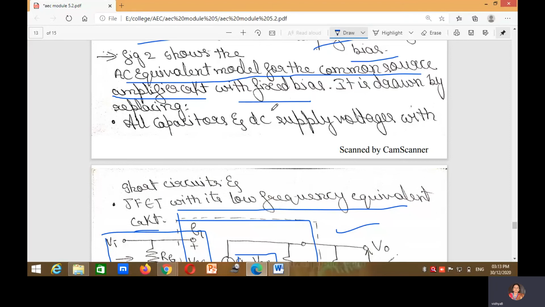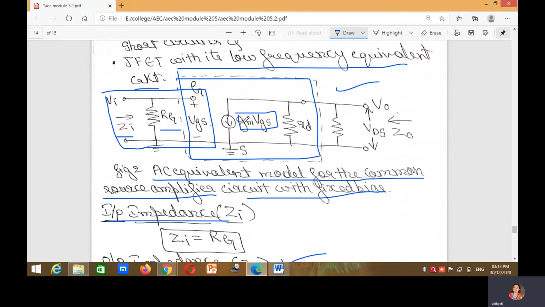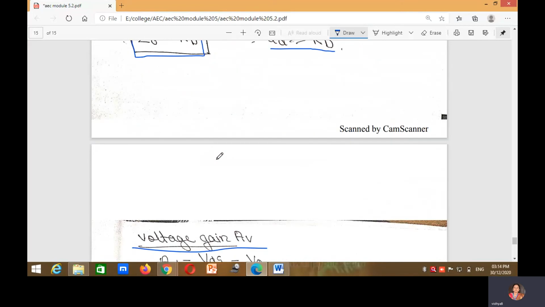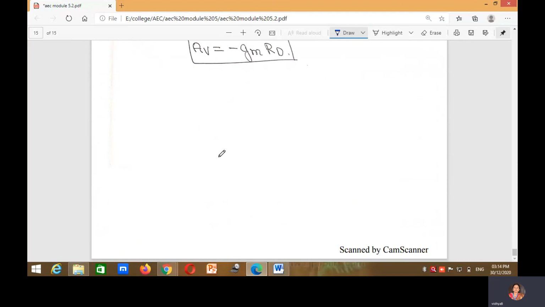You should understand this circuit as the AC equivalent model for the common source amplifier. We have discussed it in the third module, so just go through it, along with the topologies of feedback connections, so that you can easily understand what I have drawn here. In the next class we shall discuss problems on these topics.